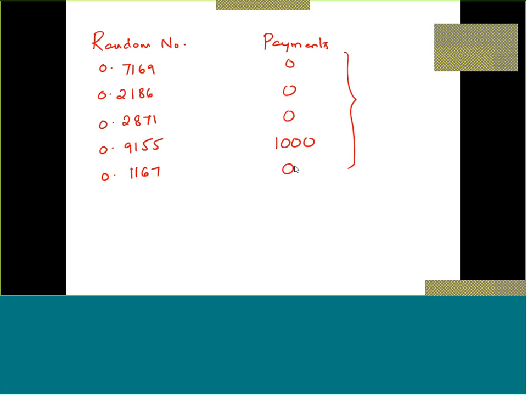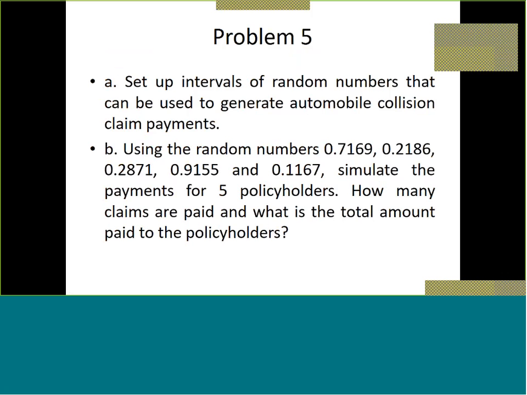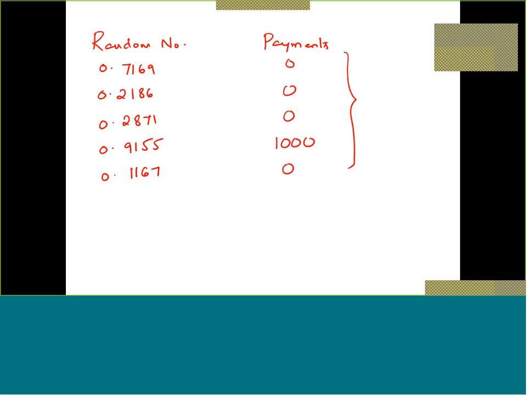So like that, one can simulate any experiment in such a way. Any other queries? So how many claims are paid and what is the total amount paid to the policyholders? Here 4 are no claims, only one claim is paid, that is $1,000, and the total amount is 1,000 only.